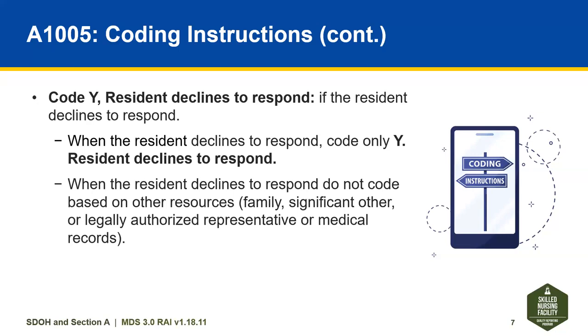Okay, if the resident declines to respond, you will code only Y, resident declines to respond. When the resident declines to respond, do not code based on any other resources. So you would not go to either family, significant other, guardian or legally authorized representative, or medical records to answer this data element.